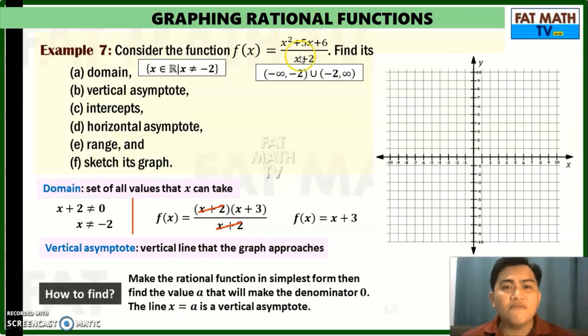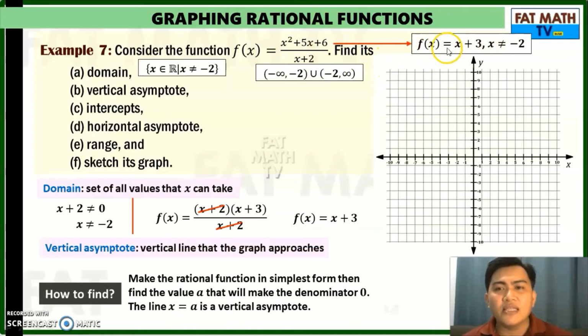So actually, this function is just like the linear function f of x equals x plus 3, provided that the domain does not contain negative 2, or provided that x is not equal to negative 2. So we are expecting here also a graph that is a line that has an equation y equals x plus 3.